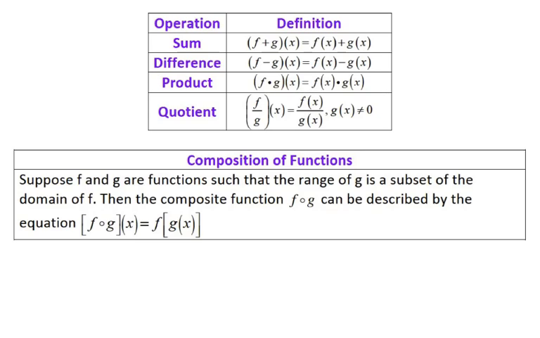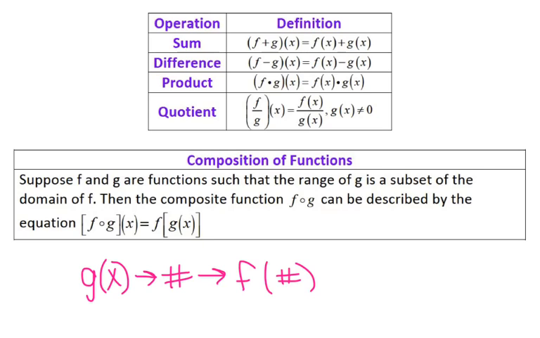But basically what this means is you are evaluating g of x first. That comes up with some number or a function, and then that becomes the input to your f function. So with the composition, your output of one function becomes the input of the next function.